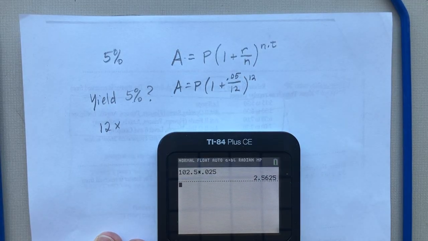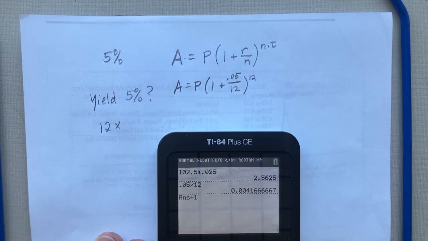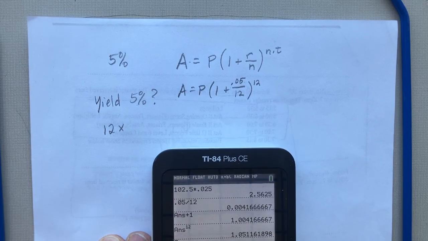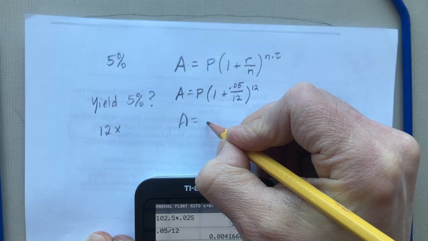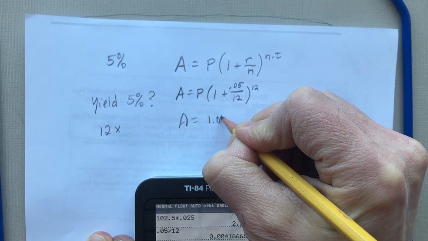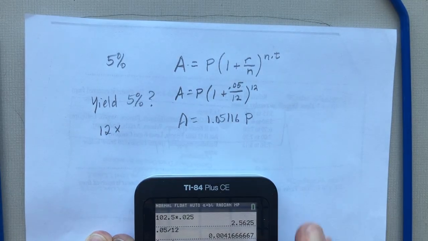So I start with the fraction, 0.05 divided by 12. That gives us this quantity right here. I'm now going to add that to 1. We're left with this. We are now raising that to the 12th power. And we end up with 1.05116. Okay? So the amount we get at the end of the year is equal to 1.05116 rounded times the principal.